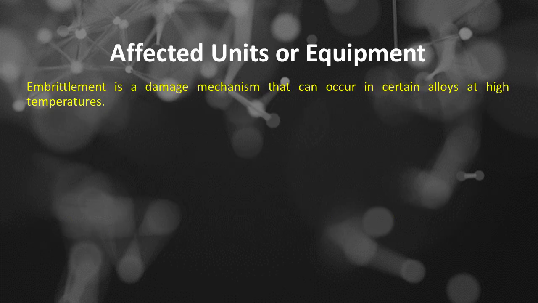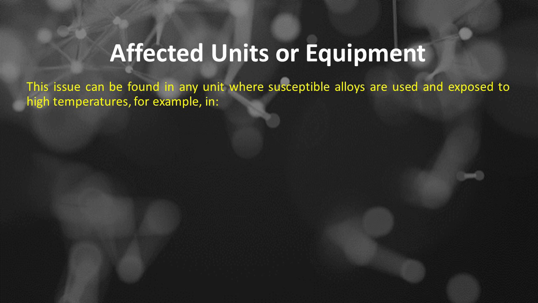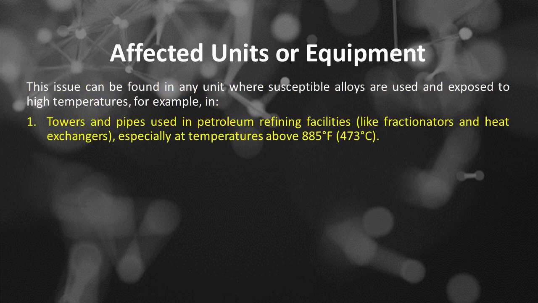885 degrees Fahrenheit or 475 degrees Celsius embrittlement damage mechanisms: affected units or equipment. Embrittlement is a damage mechanism that can occur in certain alloys at high temperatures. This issue can be found in any unit where susceptible alloys are used and exposed to high temperatures, for example, Number 1 is towers and pipes used in petroleum refining facilities, like fractionators and heat exchangers, especially at temperatures above 885 degrees Fahrenheit or 473 degrees Celsius.